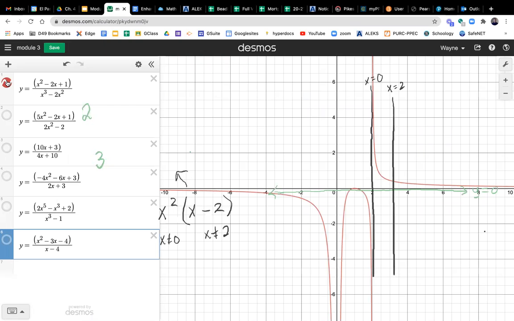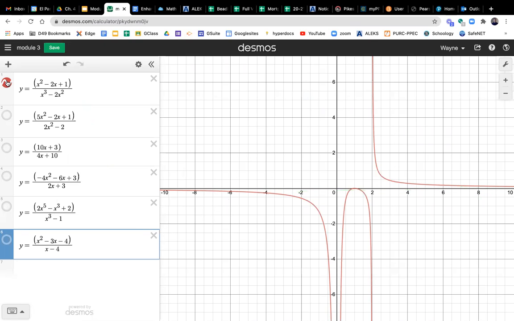And I want you to look at this. Now I'm going to take this off the screen because this is what the graph looks like. And we said that it had a horizontal asymptote at y equals 0, I'm sorry, and then it had a vertical asymptote at x equals 0. So that's just right here.